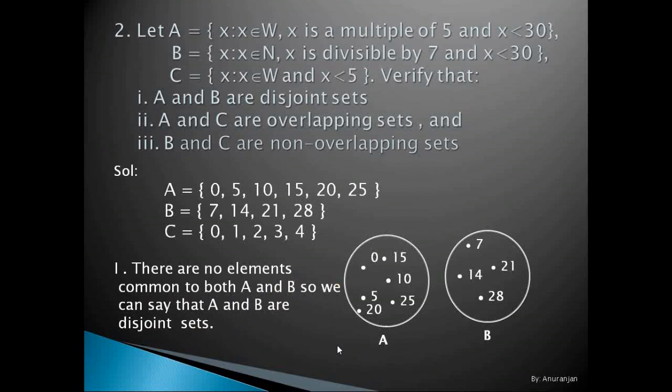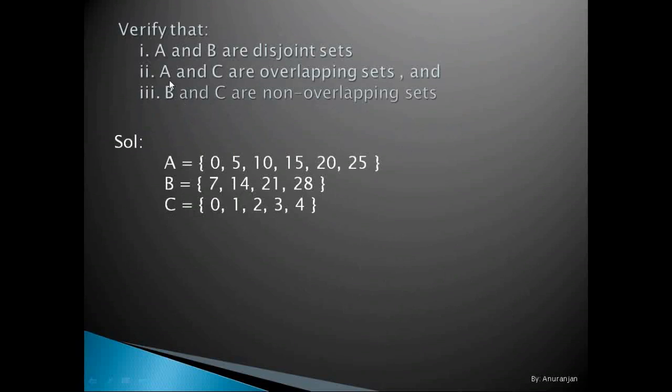Clear? Next, we'll verify whether A and C are overlapping sets. So for that, let's draw the set A and represent the elements here. So A is 0, then 5, 10, 15, 20 and 25. Next, let's check the elements of C, because we have to verify that A and C are overlapping sets. So let's draw C.